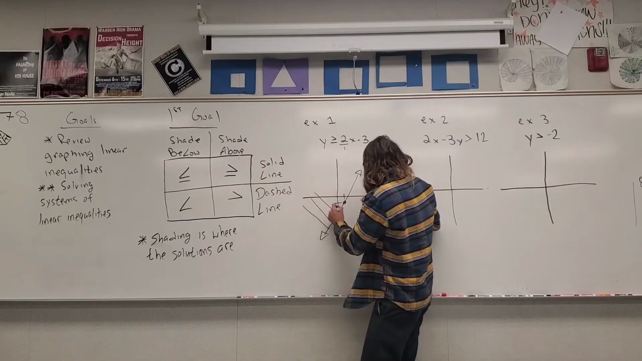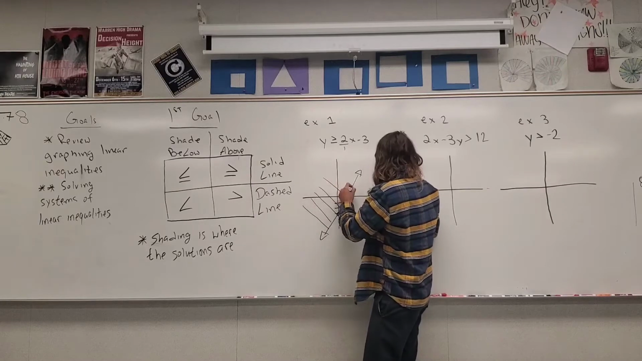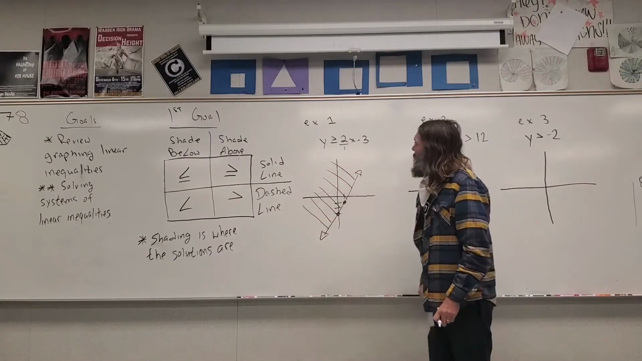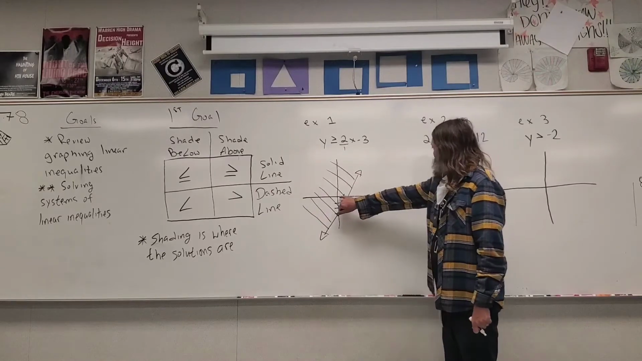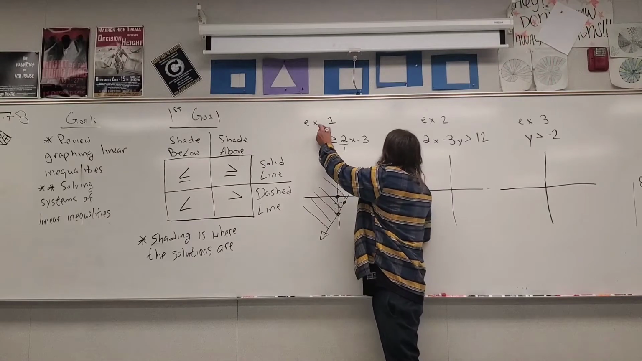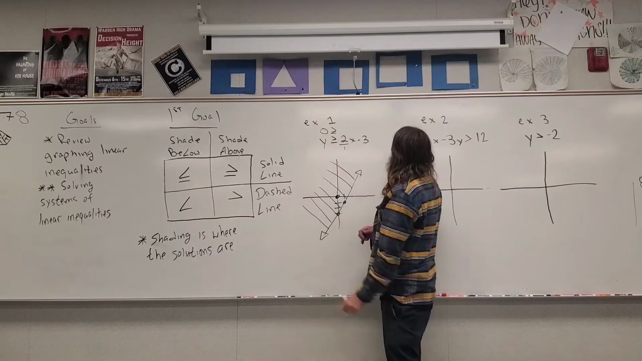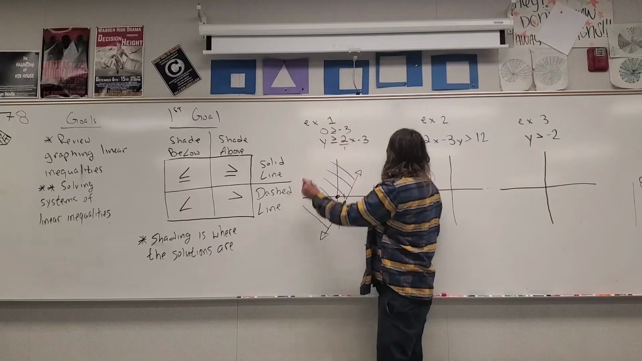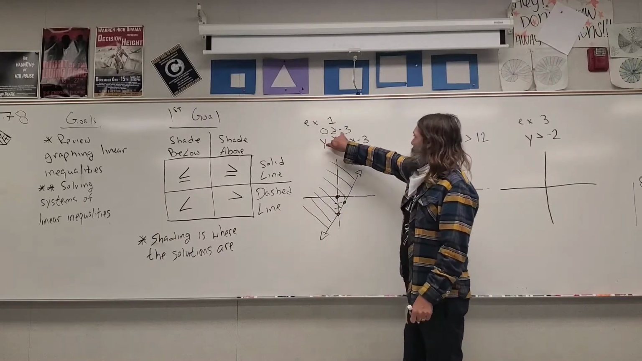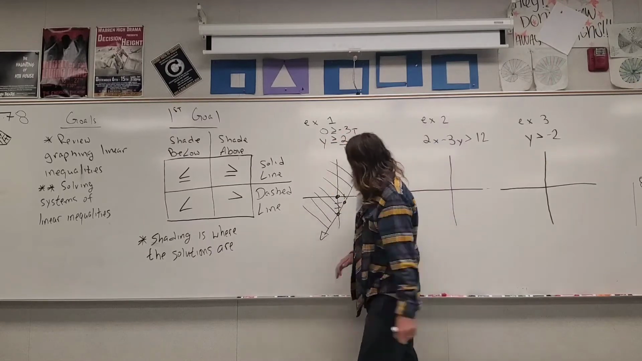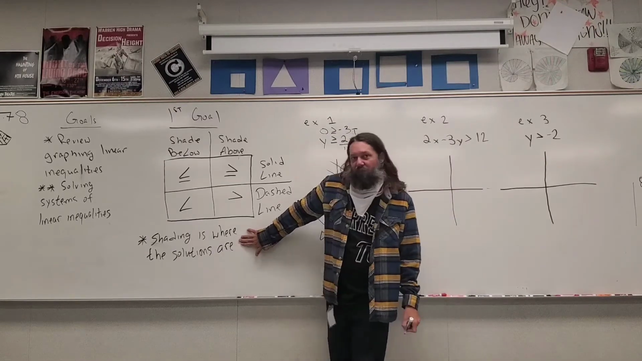Now, you can shade in different ways. I like to just draw a few lines coming off of my line. But again, the shaded area is the solution. So, for example, if I was to plug in (0, 0), I would get 0 is greater than or equal to, this becomes 0. So 0 is greater than or equal to -3, or 0 is on the right of -3. That is true. And again, this reinforces that the shading is where the solutions are.